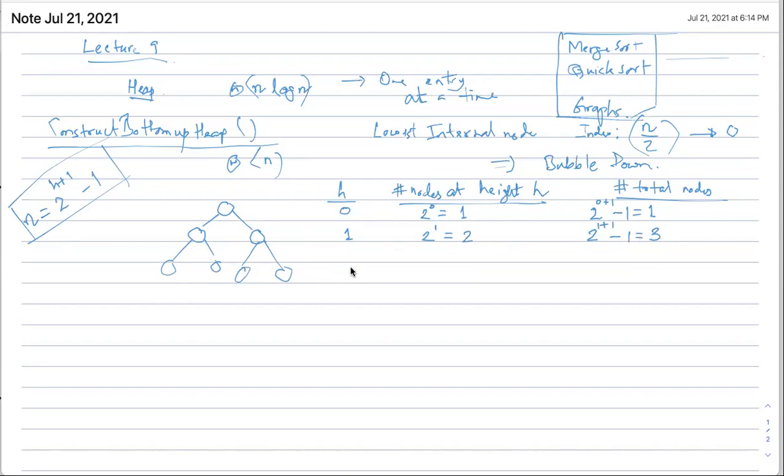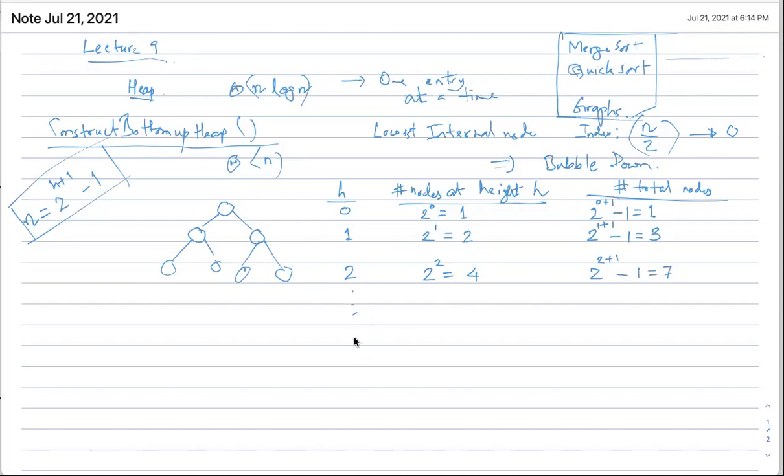Okay, so let's just see one more level. If height equals 2, then the number of nodes at this height you can clearly see is 2 to the power 2, equal to 4. The total number of nodes so far is 1 plus 2 plus 4, which is 7, but we can also see it as height plus 1, which is 2 plus 1, which is 3, so 2 to the power 3 is 8, minus 1, which is equal to 7.